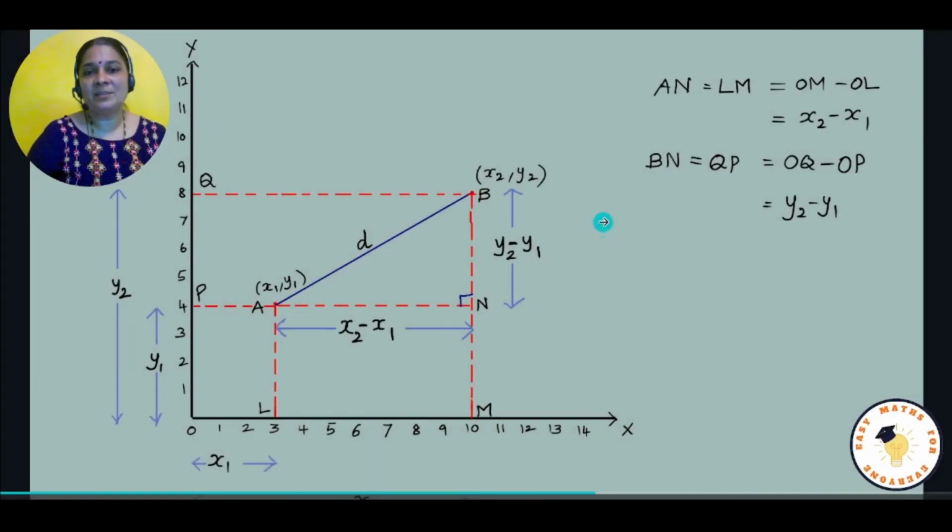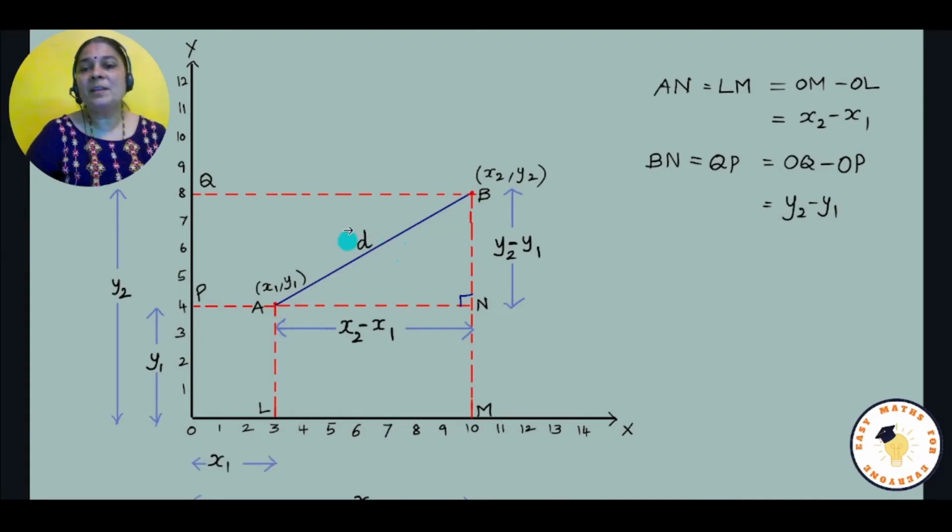Using the Pythagoras theorem here to find the distance D, we will be getting D square is equal to (x2 minus x1) whole square plus (y2 minus y1) whole square.